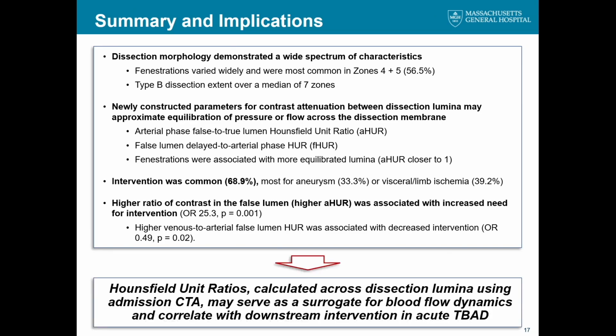Overall, these calculated permutations of HUR may serve as a viable surrogate for arterial pressurization of the false lumen and delayed venous pressurization of the false lumen, in what is otherwise a static CTA, and may help us bridge the gap between static and dynamic analyses to correlate with downstream intervention and help us prognosticate.